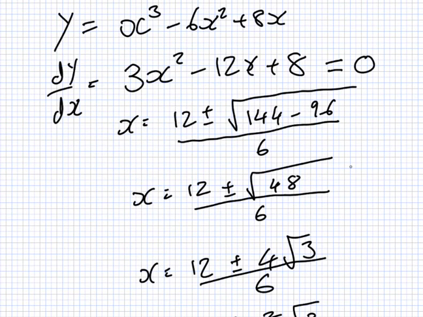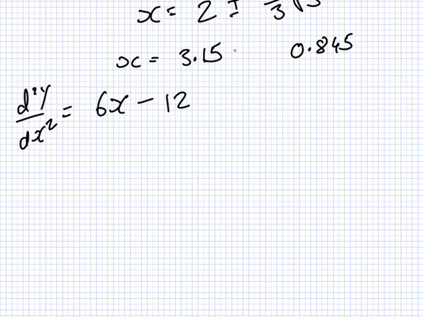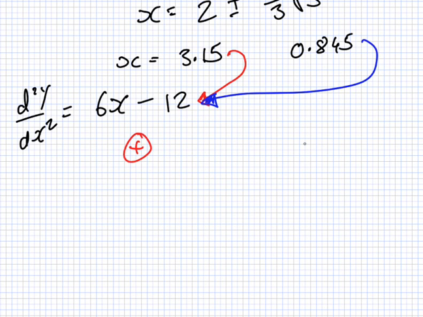What's the second derivative here? 6x minus 12. Now, if I put this value of x in, do I get a positive or a negative answer? You'll get a positive. You can work it out on your calculator, but I can see it's going to be roughly 18 minus 12, so a positive. Now, what happens when you put this value into the second derivative? Negative. It'll be a negative.